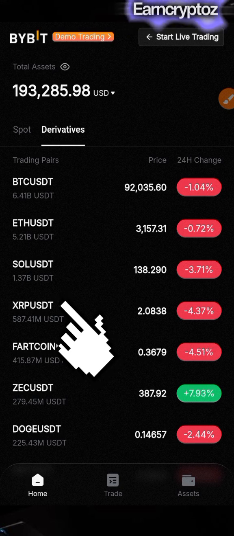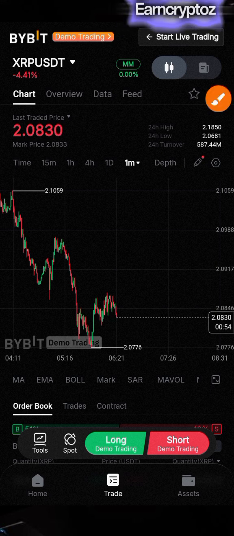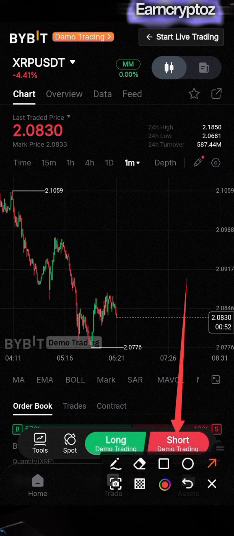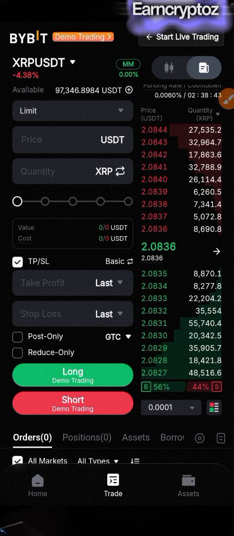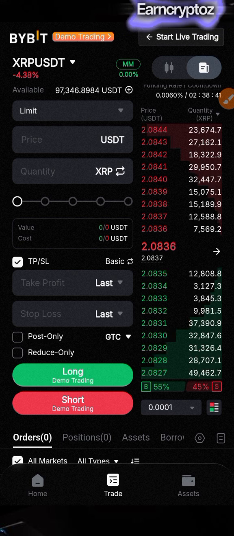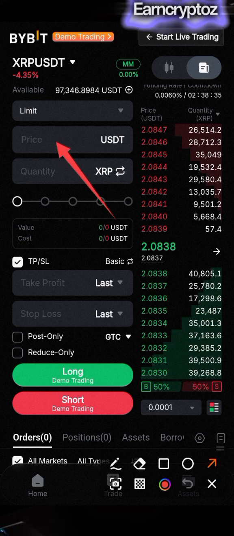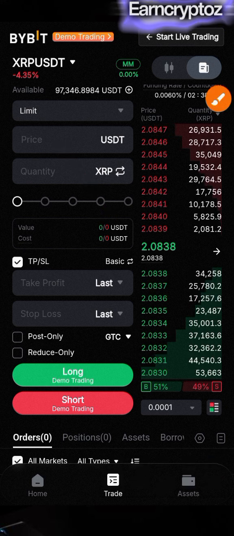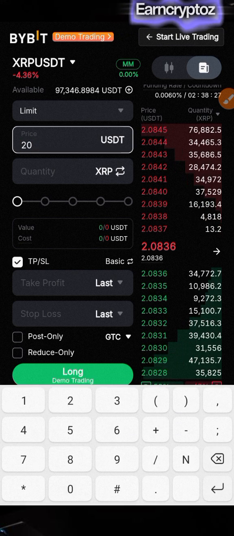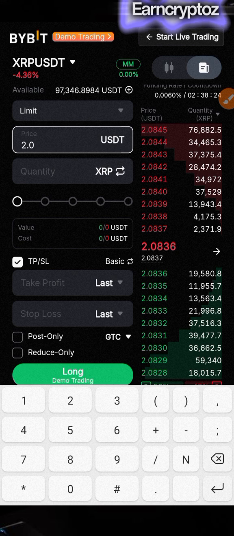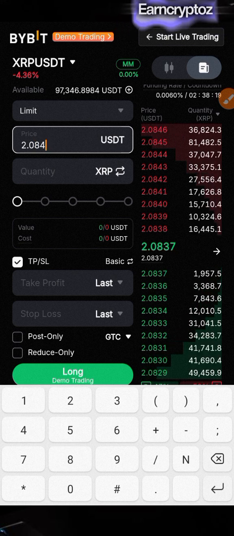So we click on XRP, then we click on short. So this is short right here. Okay, so the next thing is to enter the entry price, which is here. We enter the entry price here. Okay, so let's say the entry price is 2.084. Let's say that's our entry price.